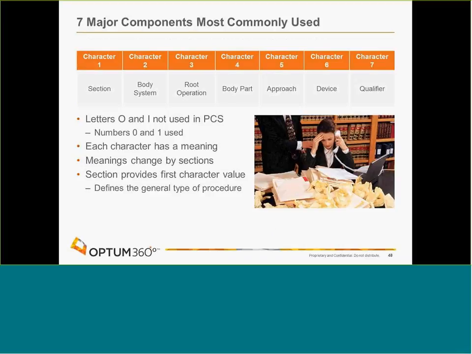So here are the characters that we're going to have to deal with: section, body system, root operation, body part, approach, device, qualifier. Section and body system are not going to be a problem, but the root operation could be a problem, especially if it's not very clear in the op note what was done. The anatomical issues are definitely going to come up as questions. Sometimes the approach and device will come up. Qualifier only in terms of whether it was diagnostic or therapeutic.